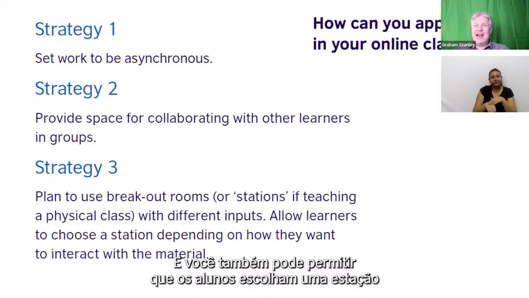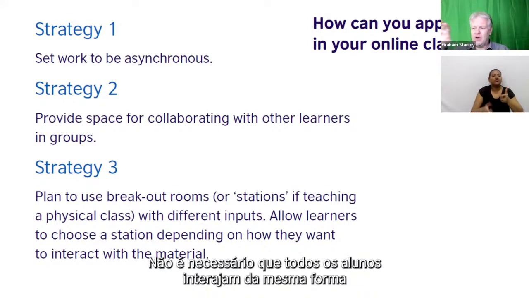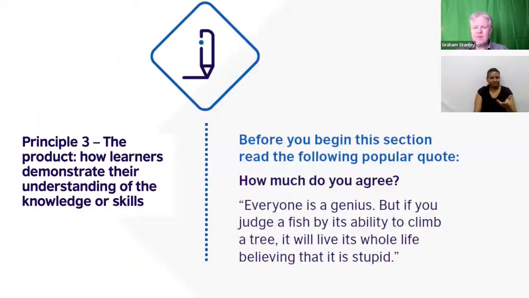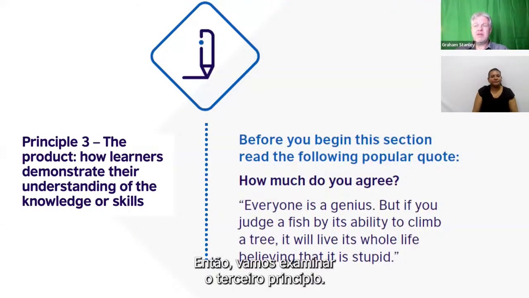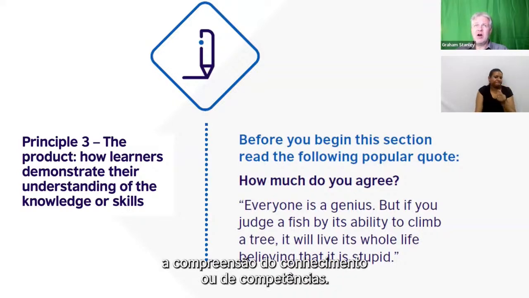And you can also allow learners to choose a station depending on how they want to interact with the material. So it doesn't have to be that all learners have to interact in the same way. Principle number 3, the product. So let's look at the 3rd principle. How do learners demonstrate their understanding of the knowledge or skills?